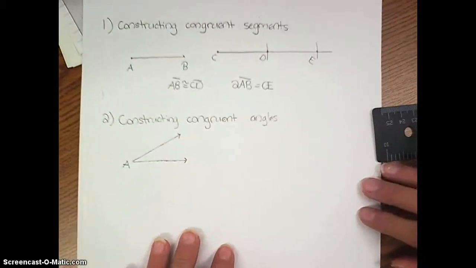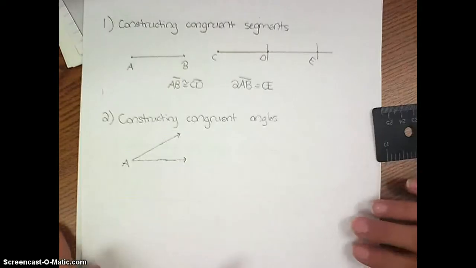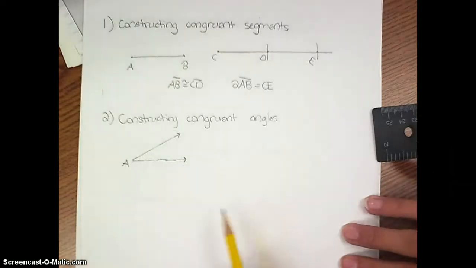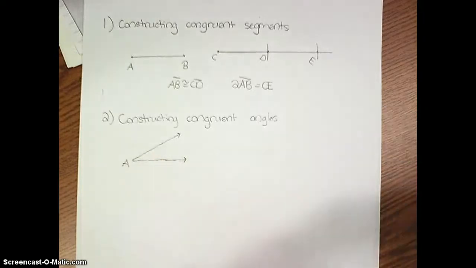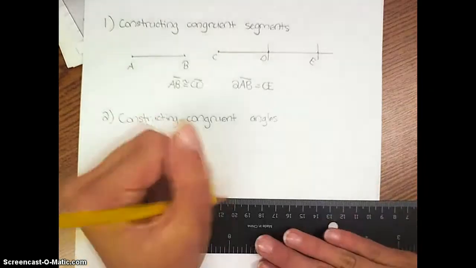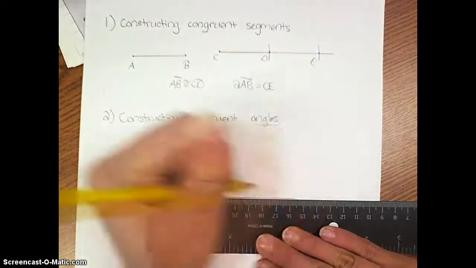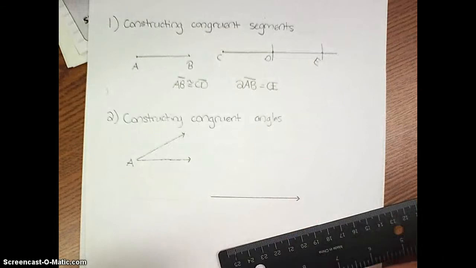Next, let's look at constructing congruent angles. So here we have an angle A. I want to copy that angle A somewhere down here. I want it to be the exact same measure. So the first step is the same. We're going to construct a segment at the bottom using a straight edge. If you don't use a straight edge, it's not going to be right.